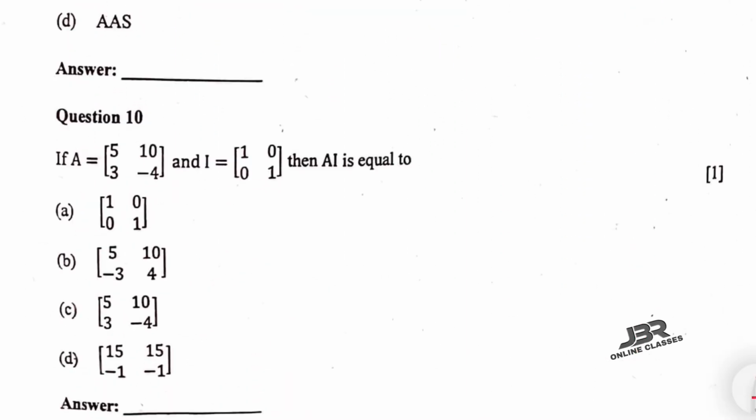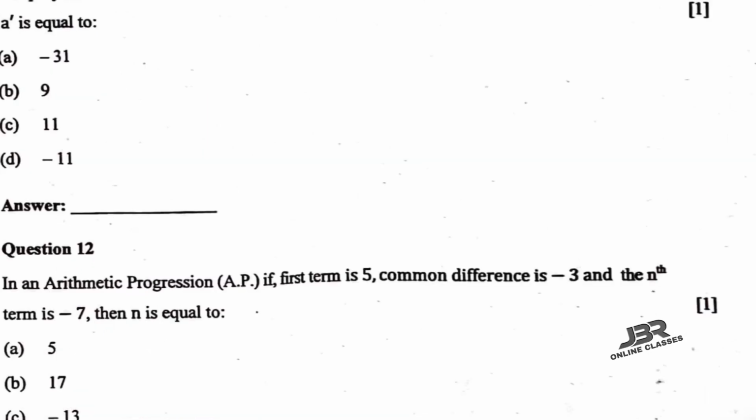If A equals 5, 10, 3, minus 4 and I equals 1, 0, 0, 1, then AI will always be the same matrix. That means here 5, 10, 3, minus 4. Option C is your answer. Now next one, sum number 11.